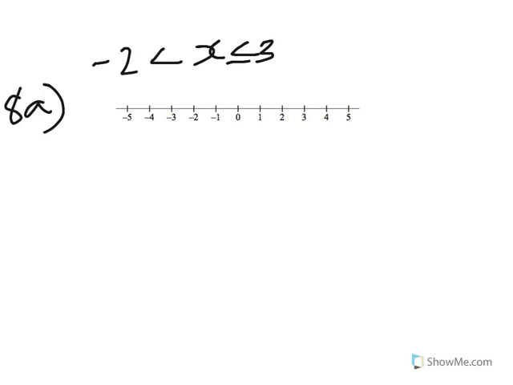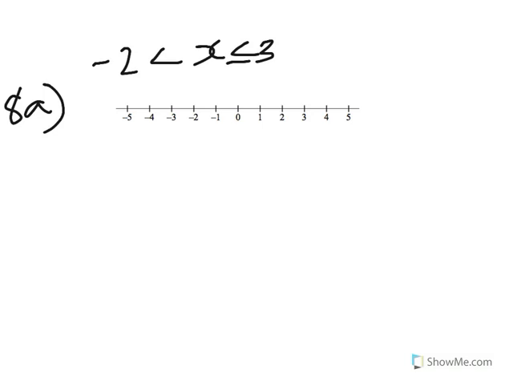Okay, in question 8a, they have given you an inequality: x greater than negative 2 and less than or equal to 3. And you have to draw this on a number line. So first of all, what you need to figure out is the numbers that are included in this inequality. If you think about them, they're negative 1, 0, 1, 2, and 3. 3 is included because it says x is also equal to 3.